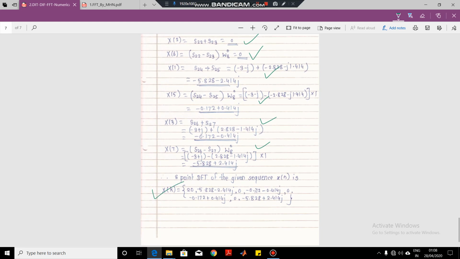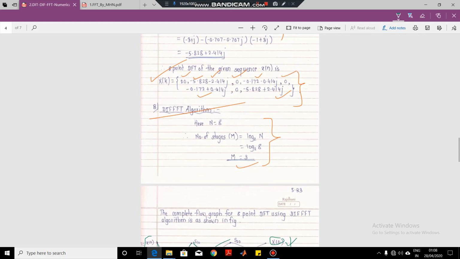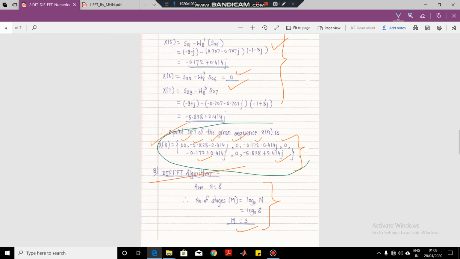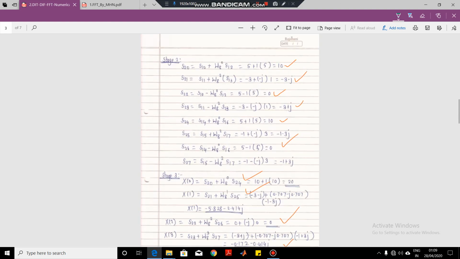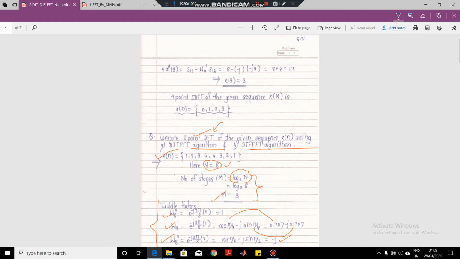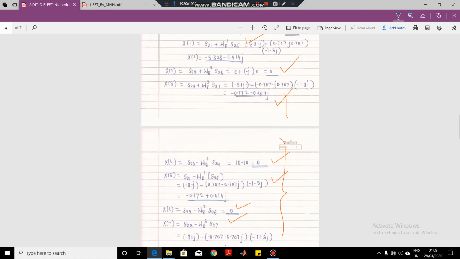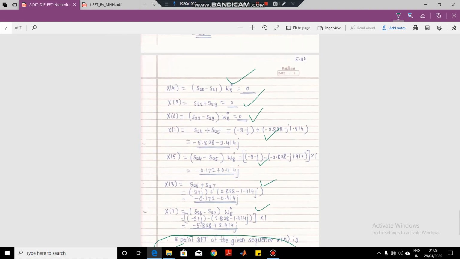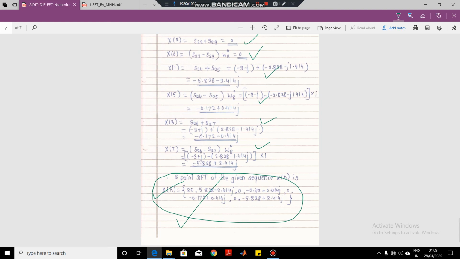One thing you can note is that whatever output we have got here is the same as what we got in the other algorithm. This is true because the algorithms may be different but the output will always be the same. These two algorithms are for computing the DFT. Since the given sequence, 1 2 3 4 4 3 2 1, is the same, its DFT will be the same. Whether you use the DIT algorithm or the DIF algorithm, you will get the same output. Since we are getting the same output in both cases, it means our algorithm is correct, and whatever calculations we have done are correct. Thank you.